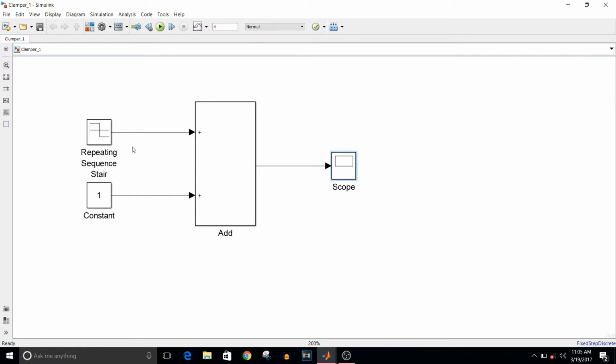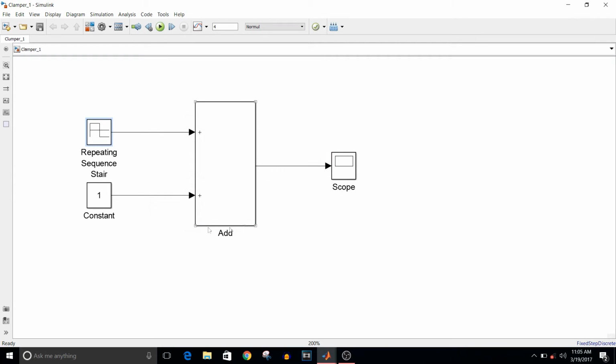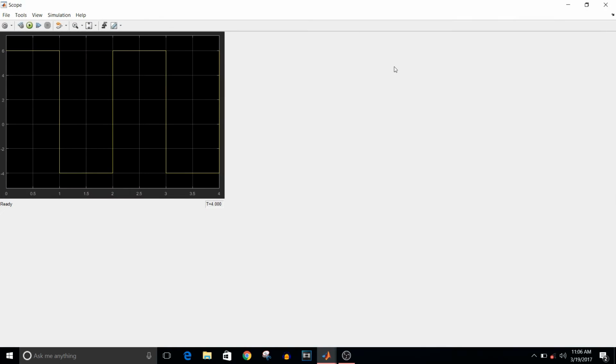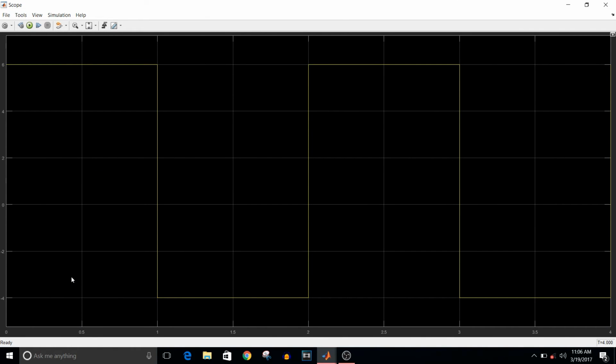So this is how I'm taking the DC signal. I'm just taking the Repeating Sequence block. So the amplitude will vary from minus 5 to plus 5 and so on. And since I want to take the positive peak of this signal to value 6, I'm just adding 1 to this signal. So if I simulate this model and observe the signal, you can see here the signal is now varying from 6 to minus 4, 6 to minus 4.